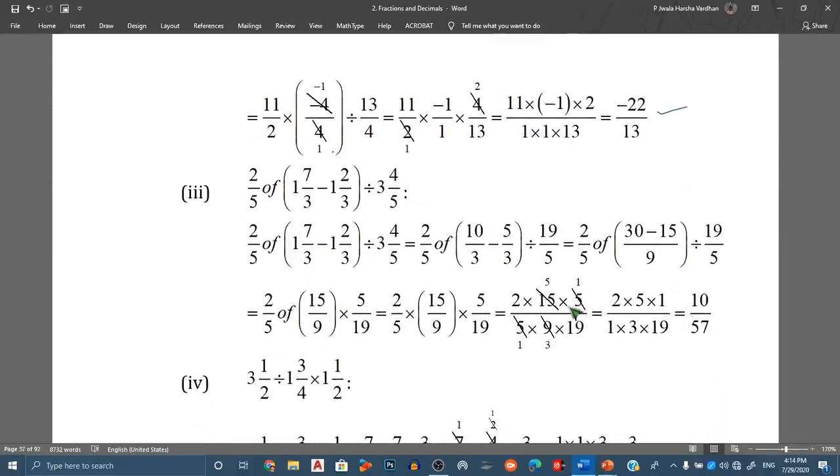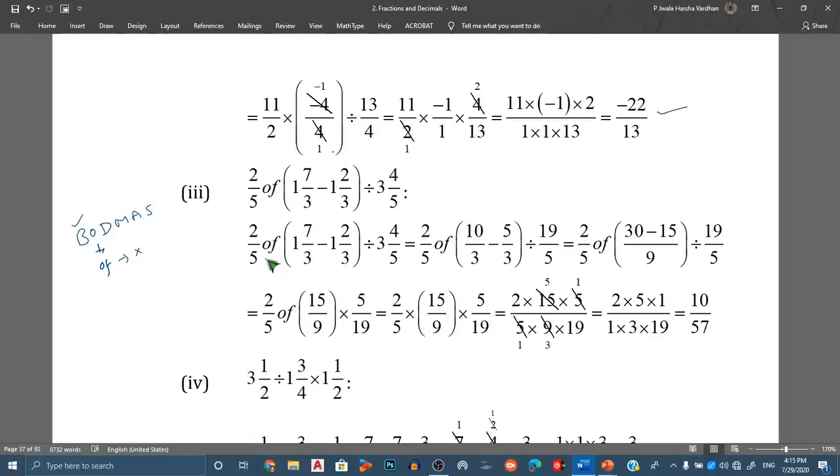Next, 2 by 5 of 1 7 by 3 minus 1 2 by 3 divided by 3 4 by 5. Now here you are getting the term 'of', so follow BODMAS. This is bracket, this is of. Of means into only; there is no difference between of and into. Next comes division, multiplication, addition, subtraction. So in place of 'of' you can write into in the calculation.